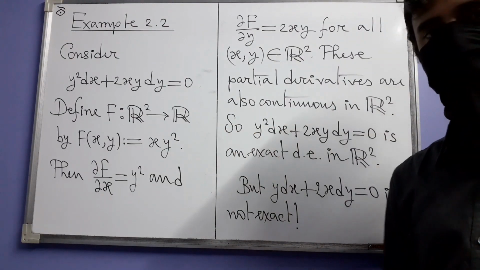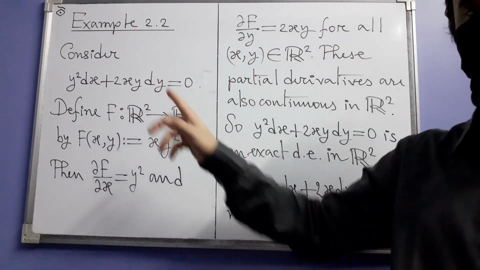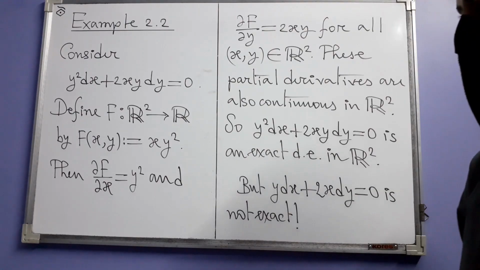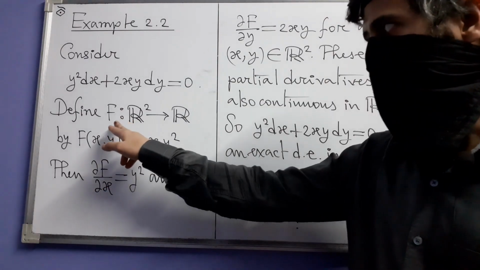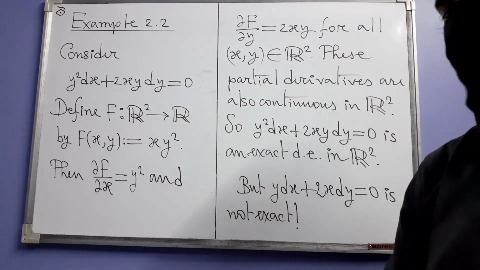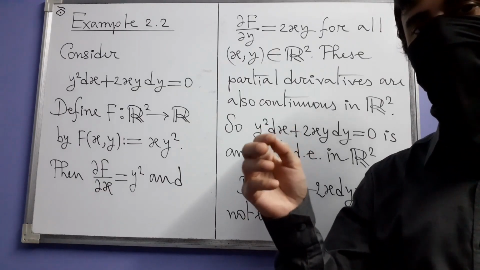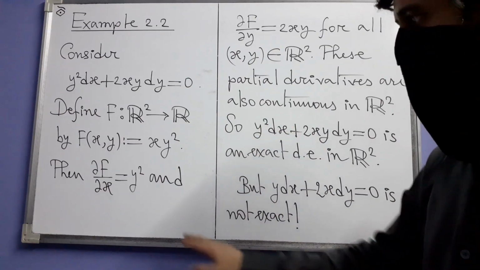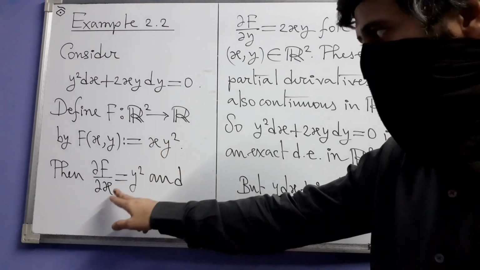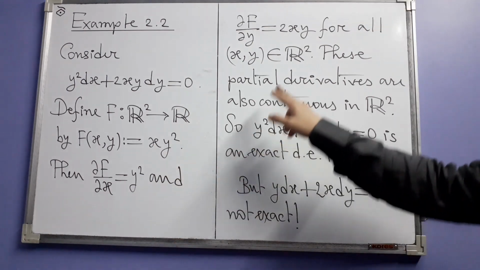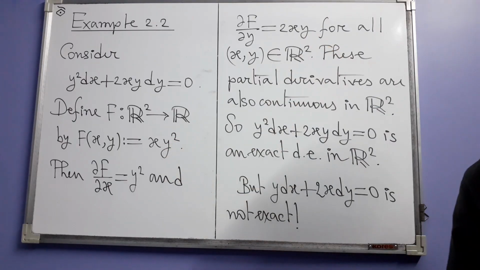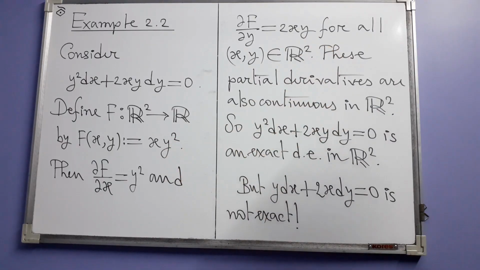In this second example, say we have this differential equation y² dx + 2xy dy = 0. So what the author suggests is this function capital F from R² to R, defined as: at (x, y) its value is xy². Obviously the partial derivatives exist. Differentiating partially with respect to x you get y², and differentiating partially with respect to y you get 2xy, because it's xy², and y² gives us 2y.